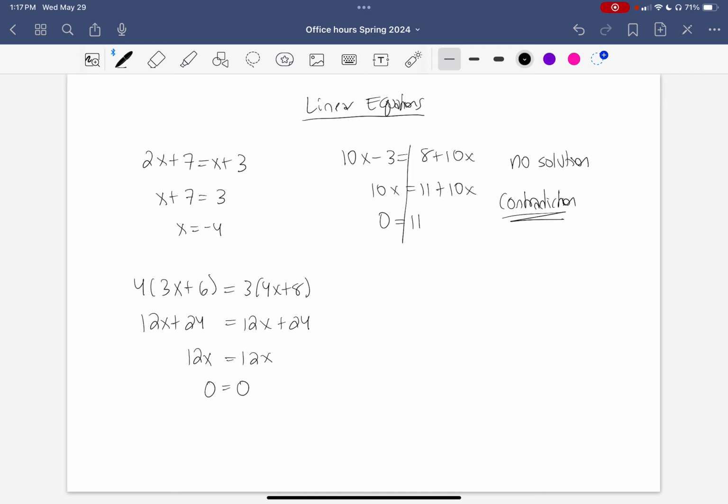So because I lost all the x's but got a true statement, in this case 0 equals 0, what this means is that everything is a solution. This is what we call an identity. With linear equations, these are your three possibilities. You either get no solutions, one solution, or everything is a solution.